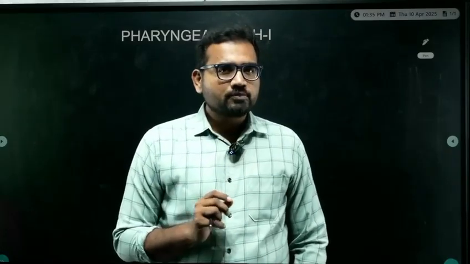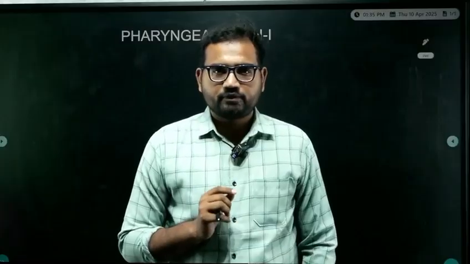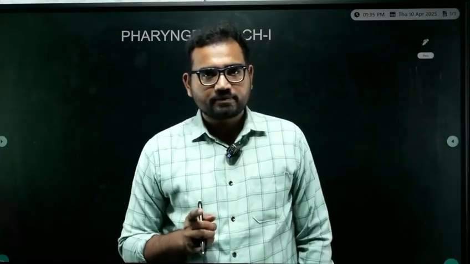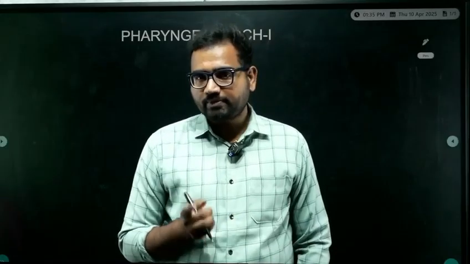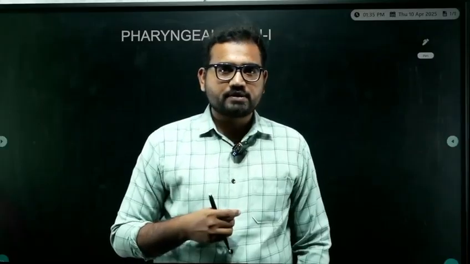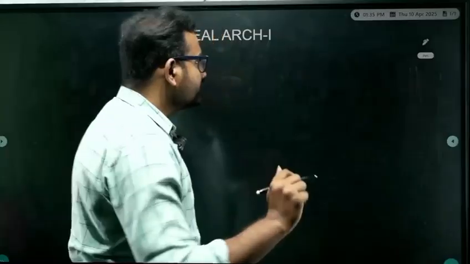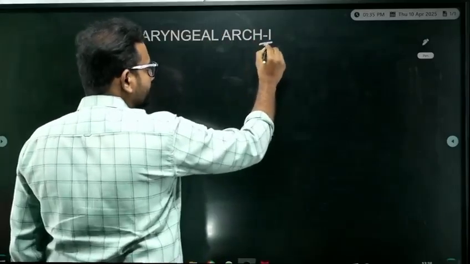So today we are going to talk about pharyngeal arch 1. There are 5 pairs of pharyngeal arches: 1, 2, 3, 4 and 6. The fifth one is rudimentary or absent, which means it either regresses quickly or it doesn't form. So in this session we will be talking about the first pharyngeal arch.